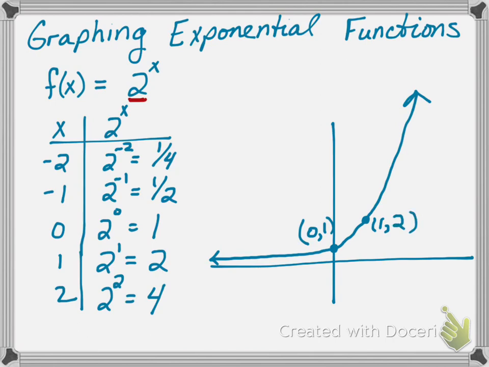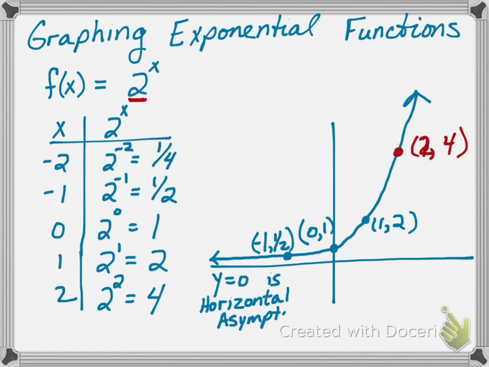And I'm just going to label the points (0, 1), (1, 2), and (-1, 1/2). You notice that our graph starts out really flat on the left and then increases quite fast. If I plug in 2, the output is equal to 4. y equals 0 is a horizontal asymptote. The farther that we go out to the left on this function, the graph stays positive, but it gets closer and closer to 0.